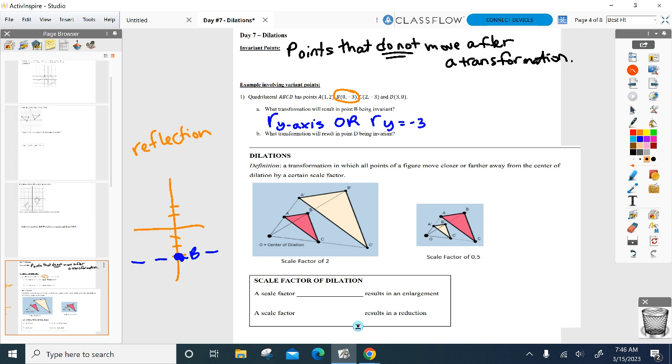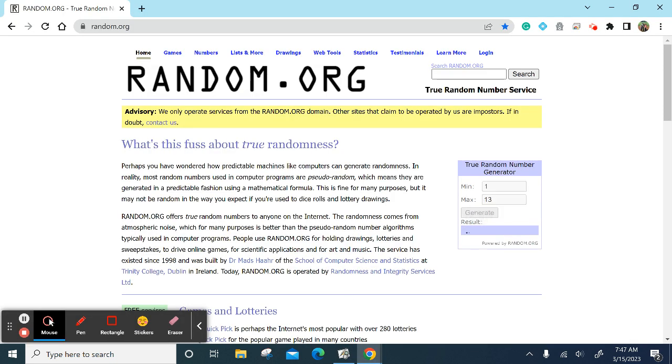Give me a transformation where point D, 3, 0, would be invariant, meaning it's not going to go anywhere. Here it is, point D right here, 3, 0. Give me something where that would not move after this reflection. Because again, translations and rotations would move it. What line could I reflect over here?